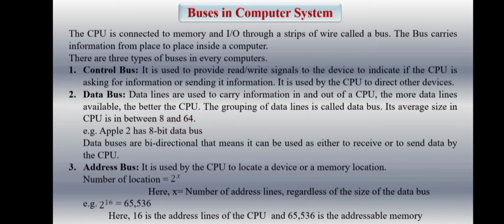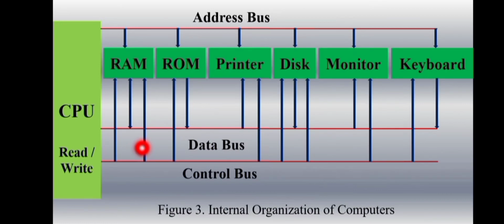For example, Apple II has an 8-bit data bus. Supercomputers like Cray have a 64-bit data bus. Data buses are bidirectional. That means they can be used either to receive or to send data by the CPU.